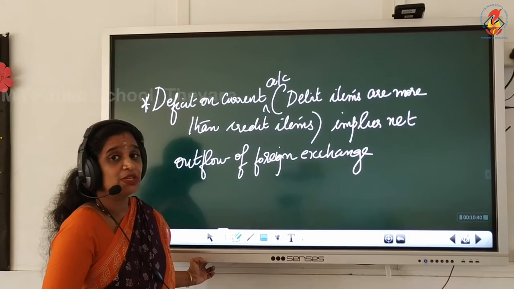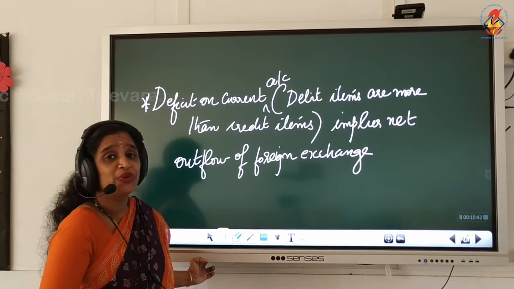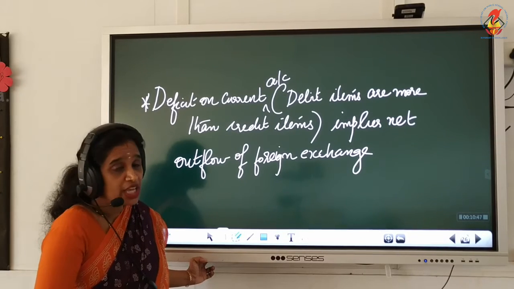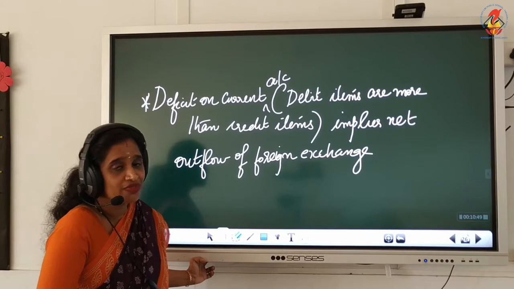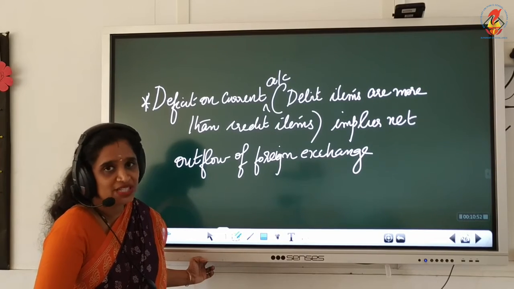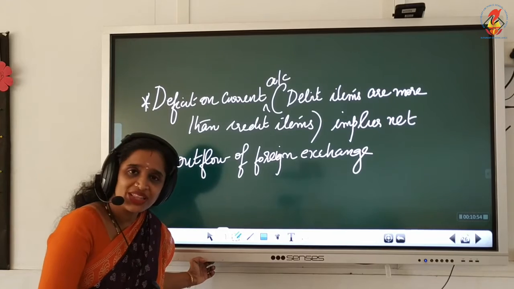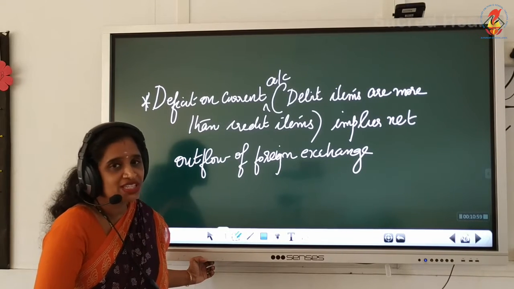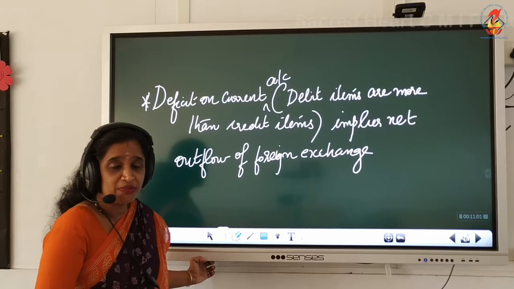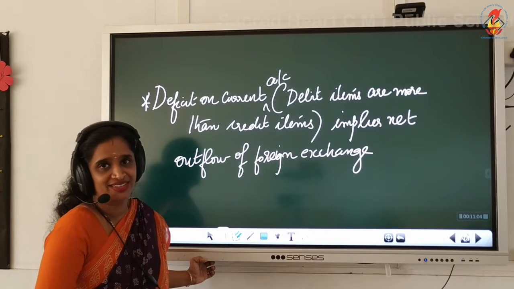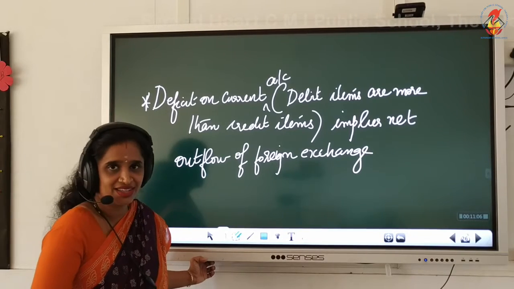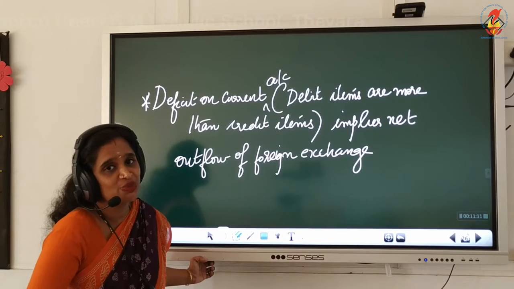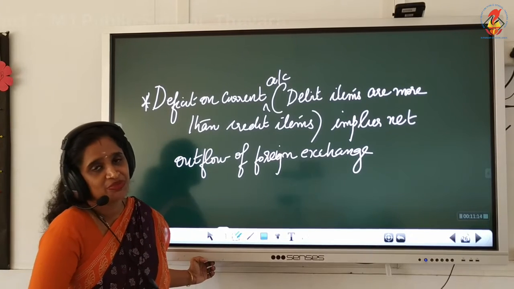In such cases, debit will be more than the credit. If payment on unilateral transfers is more, debit will be more. If imports of goods and services are more, we are paying money. Outflow, debit is more. So if the debit items are more than the credit items, I hope it is clear. If imports of goods and services are more, that means we are paying outside, that means money is flowing outside. Money flowing outside means what? Debit is more than the credit for the import.